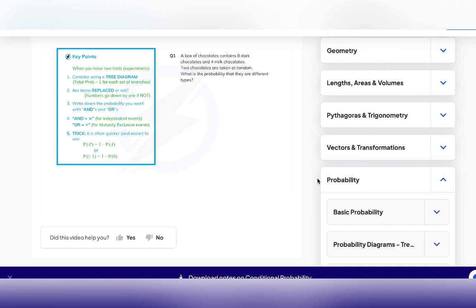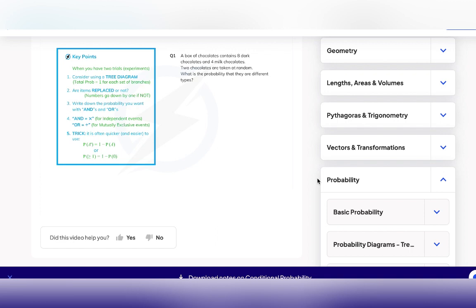If two things are happening and it involves picking things out of a bag or a hat or a chocolate box or something, you need to decide whether the items are replaced. Is the first thing replaced before the second thing gets taken out? If they're not replaced, remember that the numbers, particularly on the bottom of the fractions, go down by 1. We'll have a look at one of those in a minute.